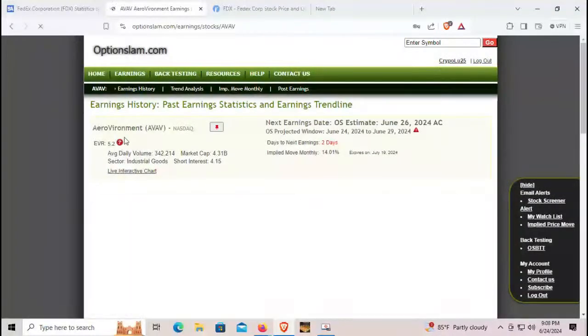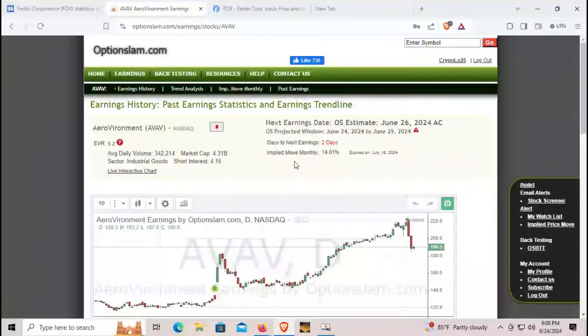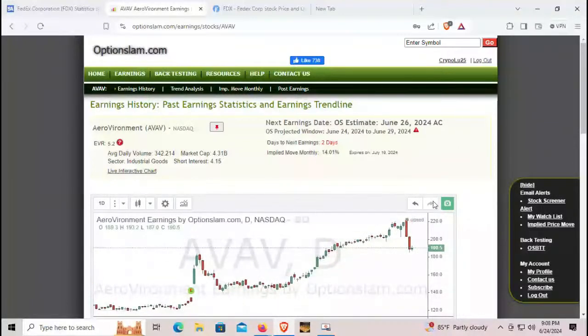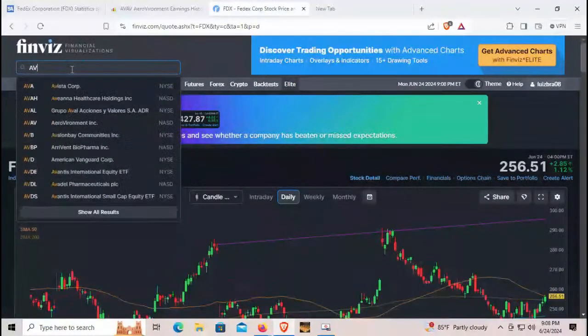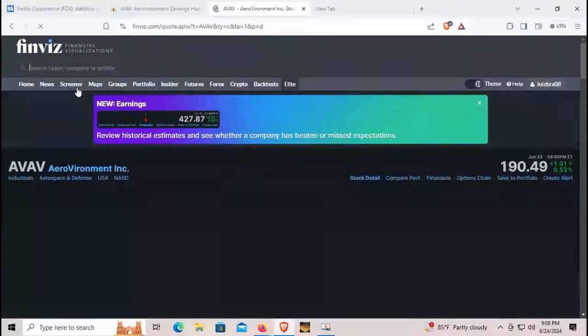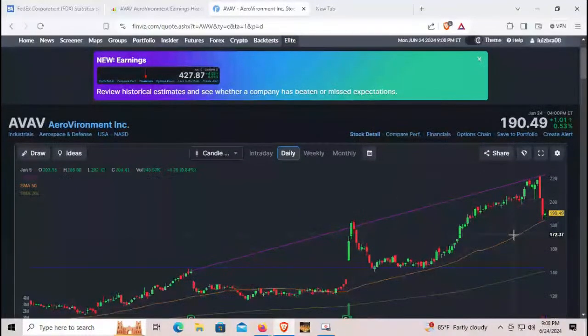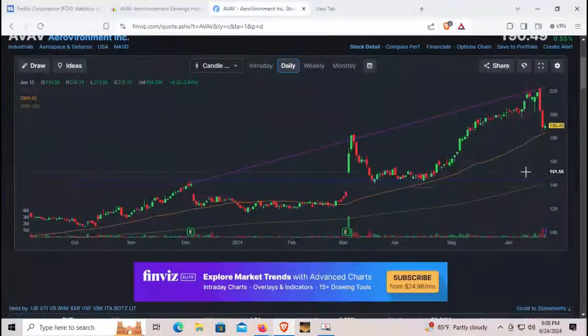AV, which is AeroVironment. It closed today looking like 190, but it was trading at 220. Let's take a look. $190, yeah. Look at that. It's already hit it. I already missed the boat because it was trading up to 220. I don't know why it moved that much.